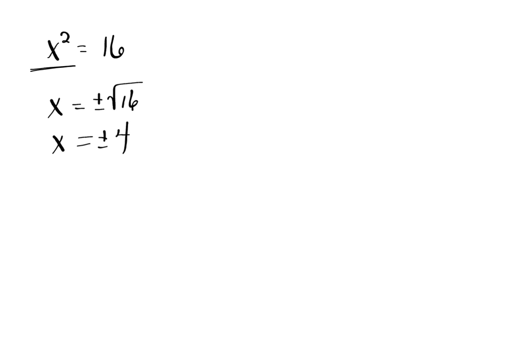Now, I want you to remember, back when we talked about the square root property, we said if I had something squared on this side of the equal sign, I could take the square root of the other side. So I could take the plus or minus square root of 16, which would give me plus or minus 4. This is the property.